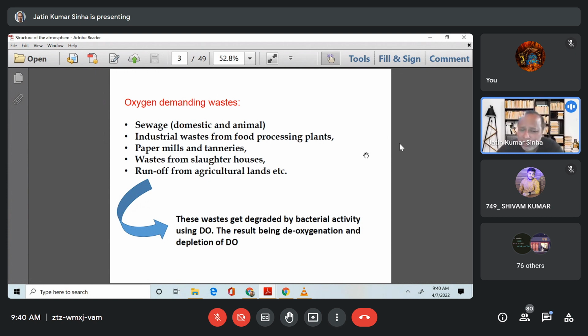So what does that mean? For the decomposition of these organic pollutants, they use oxygen. So by using that, they decrease or remove the oxygen from the water. So when they end up in some closed water body system, the decrease in oxygen leads to different types of problems for aquatic animals as well as aquatic plants.